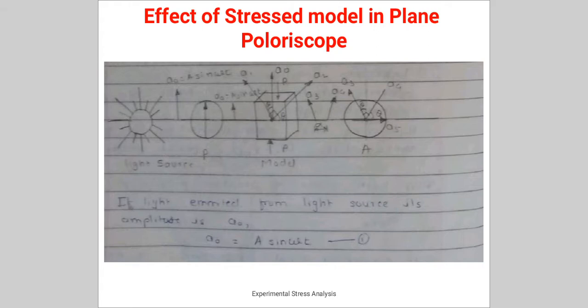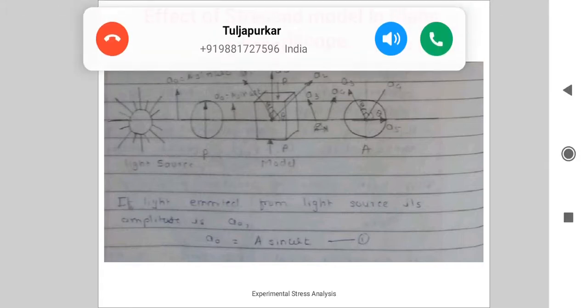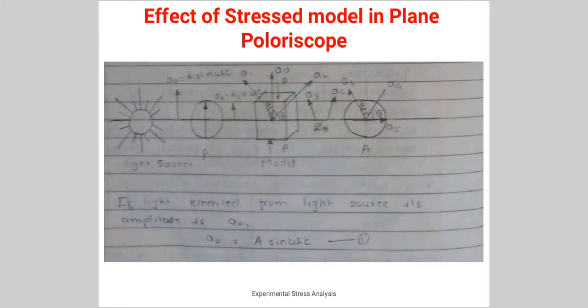That means the light passes through different types of elements, but as it passes through them, its amplitude will not remain constant. If the light passes through the polarizer, the amplitude is different. When it comes out from the polarizer, again the amplitude is different. Passing through the photoelastic model, coming out from the model, and entering the analyzer, the amplitude is different each time. So according to the elements present in the plane polariscope arrangement, the amplitude will change, and I have to calculate those amplitudes. That means the effect of the stressed model in the plane polariscope.